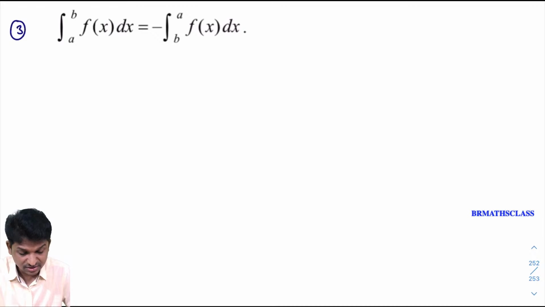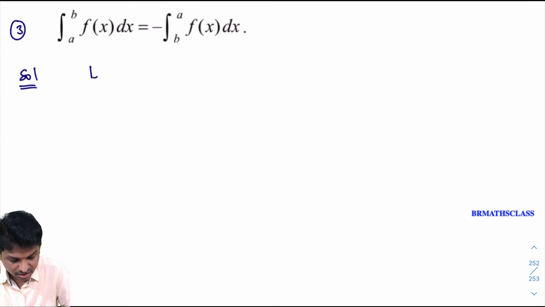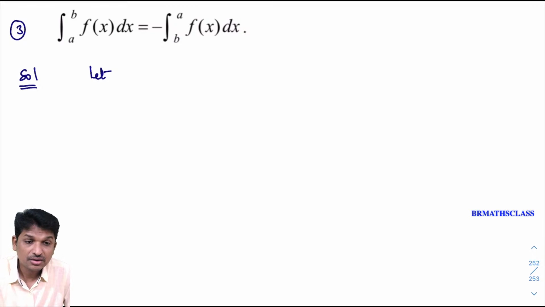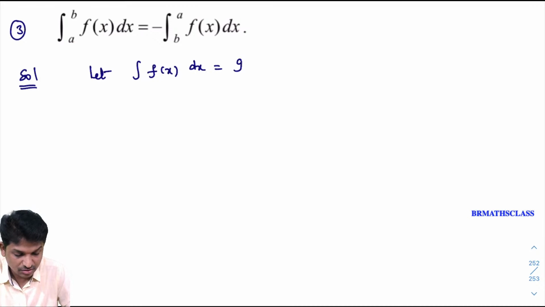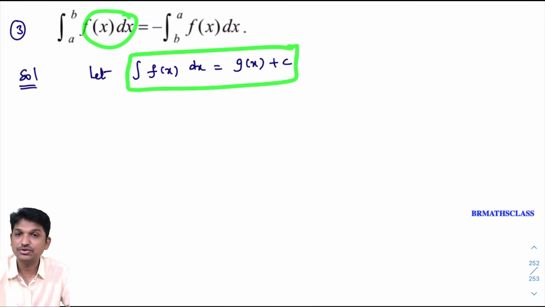Now I need to derive this result. How to derive this result? Okay, solution for this. First part, this is important. Whenever we change the limits, its sign also changes. Let integral of f of x dx equal to g of x plus c. I am supposing that integral of f of x dx is g of x plus c.